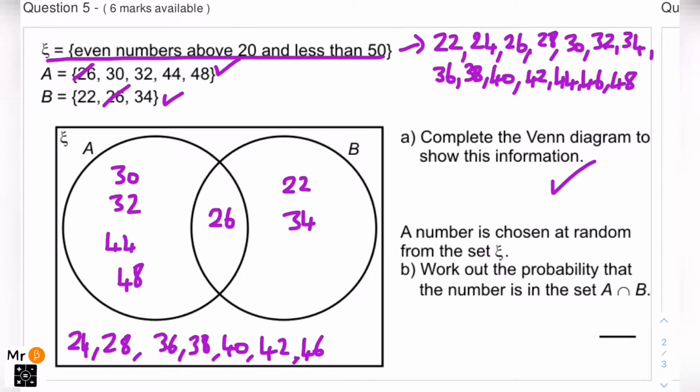Part B, it's told us that the number is chosen at random from our set. Work out the probability that the number is in the set A and B. So we remember that notation. That tells us to have a look at this middle part of our Venn diagram, and that means there's 1 out of, and now we need to work out how many numbers are in total. There are 14 numbers in our set, and you can just count these by looking at this part of our question. So therefore our probability is 1 out of 14.